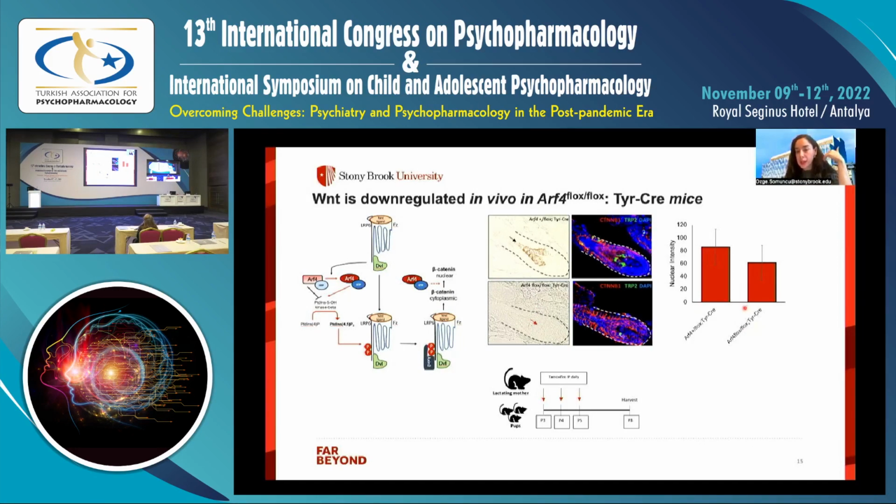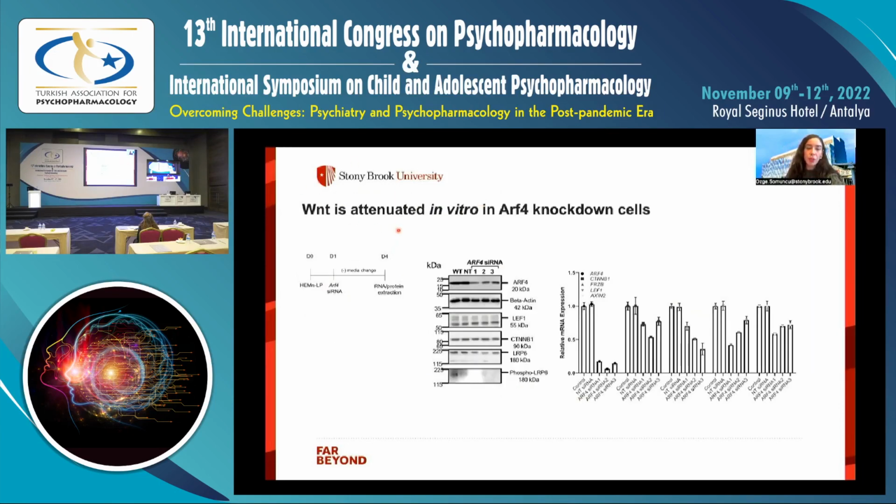And we realized that in our knockout animals, the nuclear intensity of the double positive cells, which indicates the active Wnt, was significantly lower, which suggests that Wnt was downregulated in our mutant animals. We further looked in vitro, and we took some low pigmented melanocytic cells and then did siRNA knockdown, did a media change, and then did RNA and protein extraction.